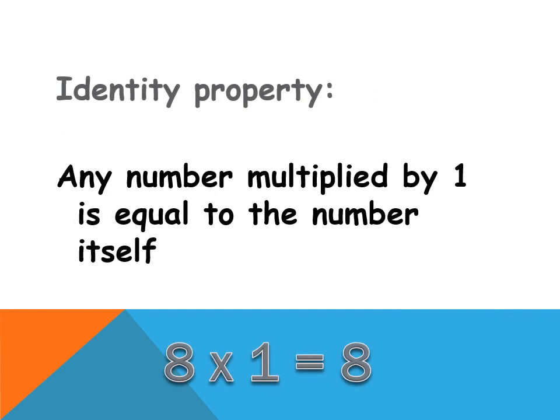Properties of multiplication are rules that determine how multiplication works. The properties can make your computation easier and faster. Aside from commutative property, we also have the identity property of multiplication. This states that any number multiplied by 1 is equal to the number itself or its identity. For example, 8 times 1 is equal to 8.